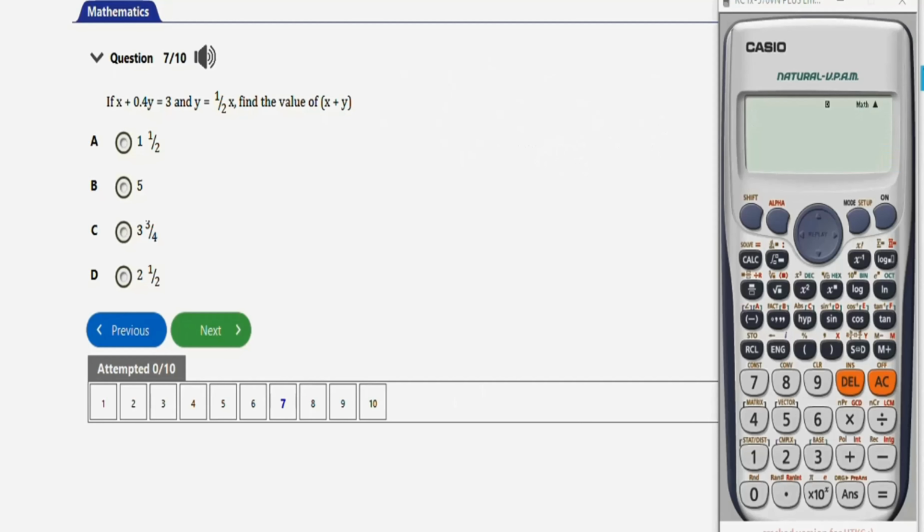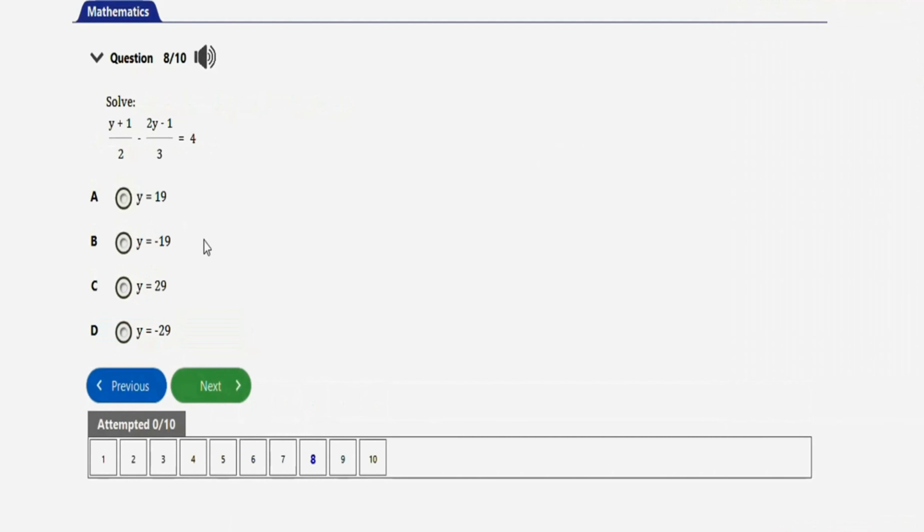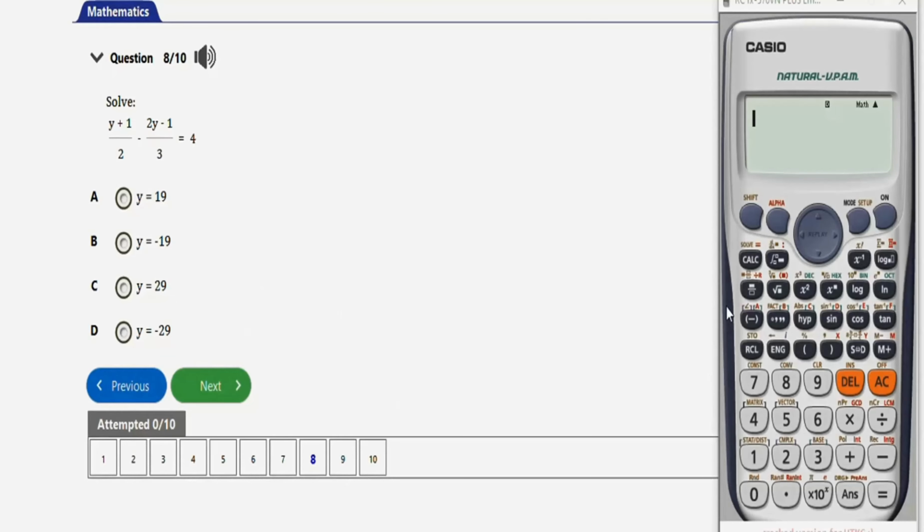So this gives us question 8. It says solve this. Okay, so this is very simple, though it's not a simultaneous equation, but let's still solve it. So for this question, we'll make use of the equation solver. So we are going to replace our y with x, that's what the calculator recognizes as the variable. We have x plus 1 over 2.